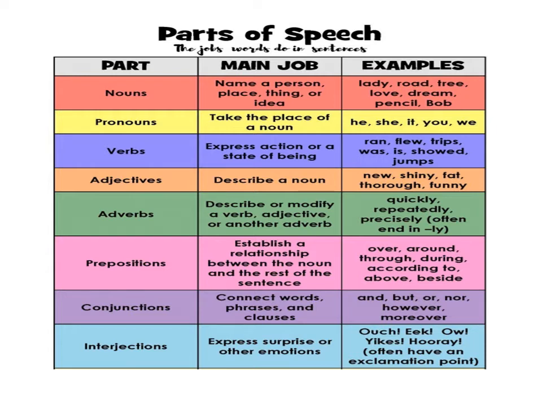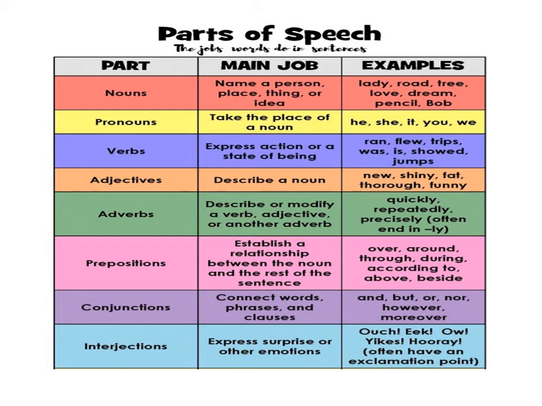The next part of speech that we're going to discuss is verbs. Verbs tell us about the actions that are being done in a sentence, or they also express the state of being. So, verbs are called action words or doing words. For example, ran, flew, trips, was, is, showed, jumps, etc.